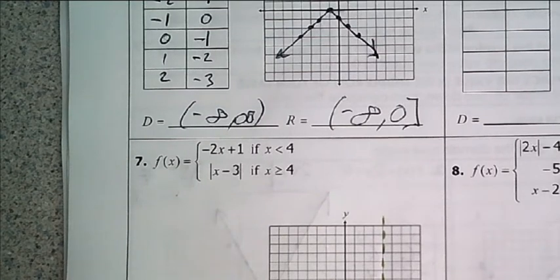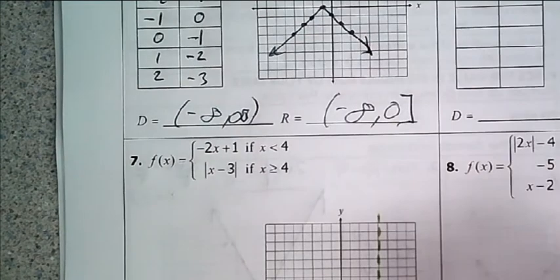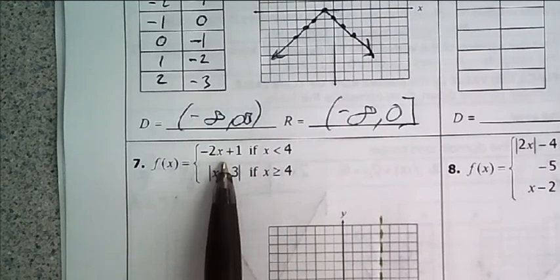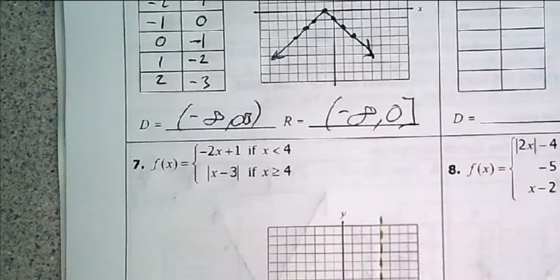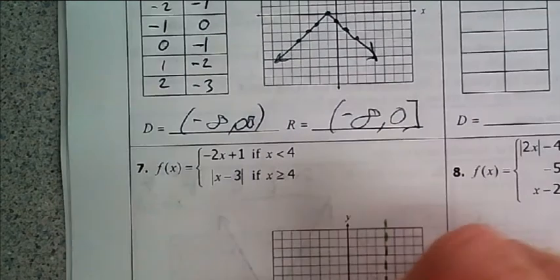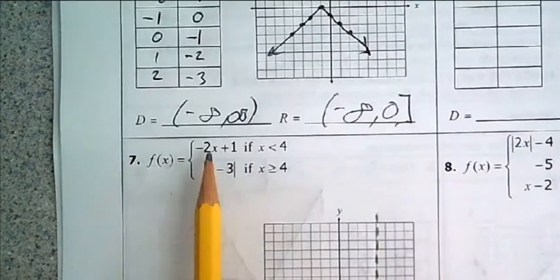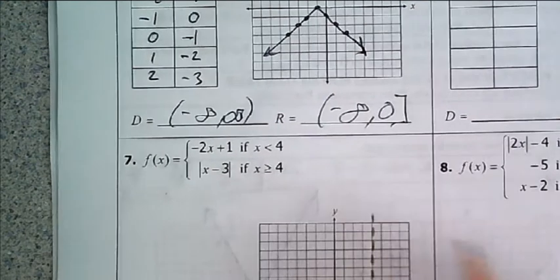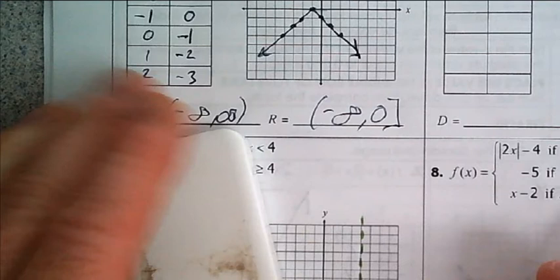Alright, so we put our dotted line at 4. Now we're going to graph this first equation, which is negative 2x plus 1. So let's go up 1. That's our y-intercept. And then negative 2 is our slope, so down 2, right 1. And then graph that line all the way to the dotted line.